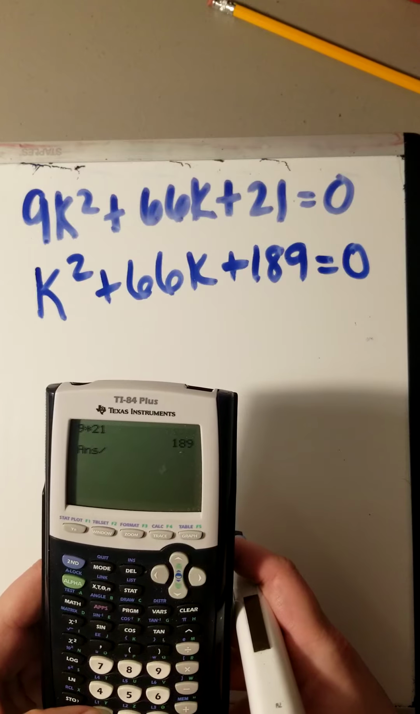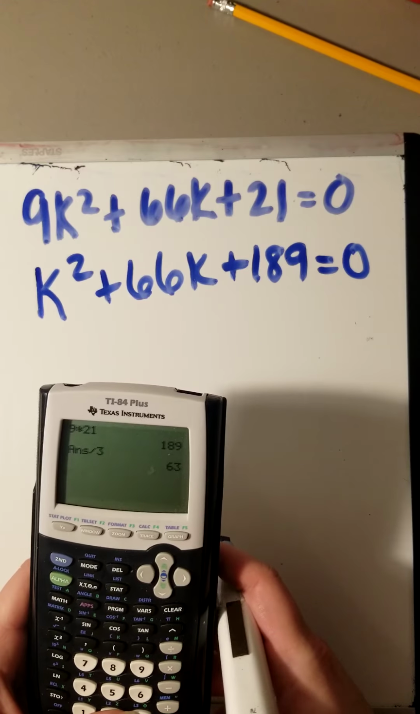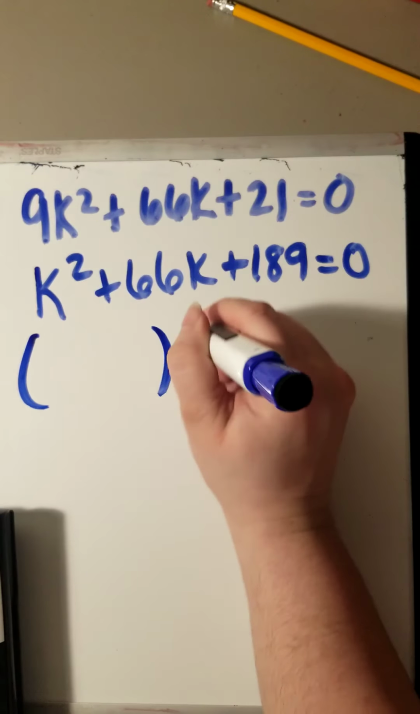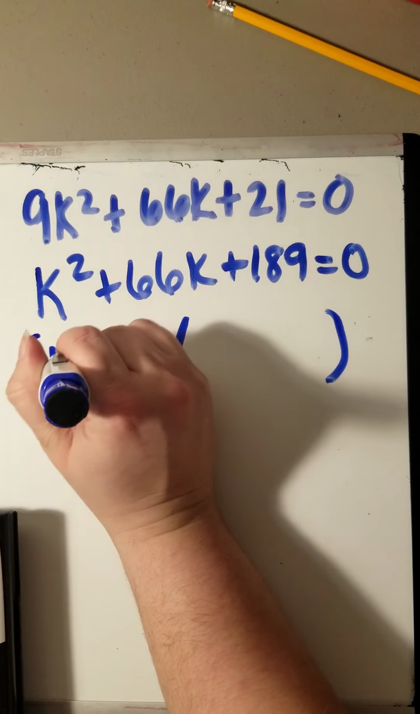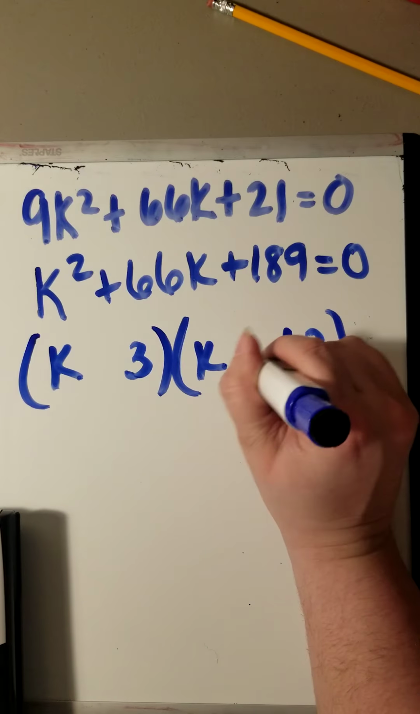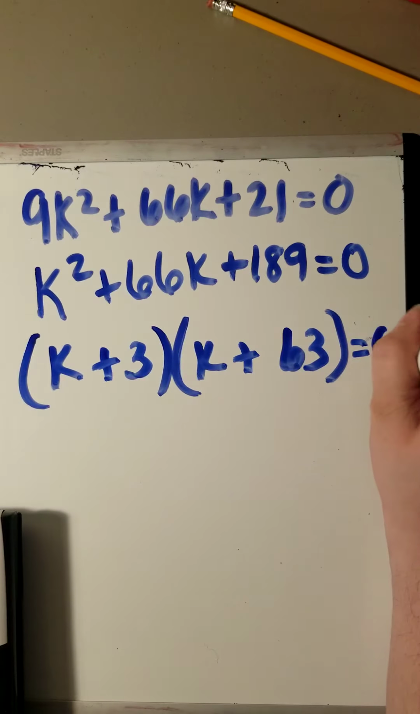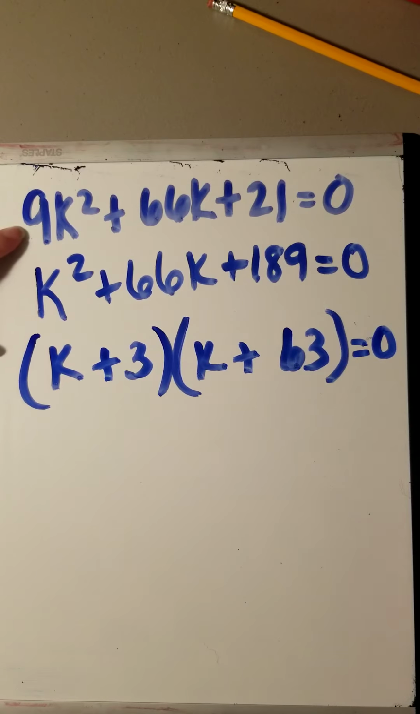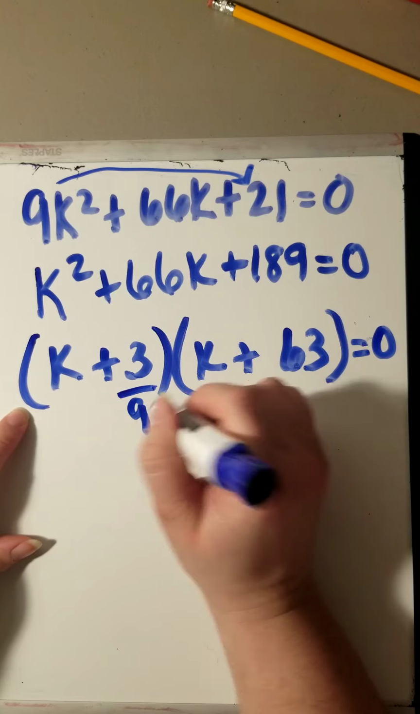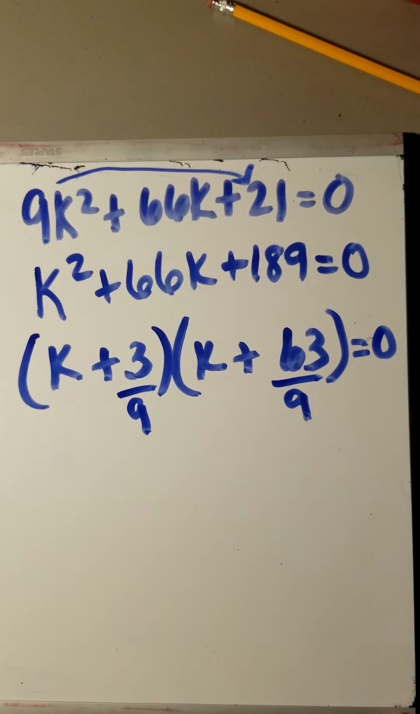189 divided by 2 wouldn't work evenly, so how about 3? Oh, 3 and 63. First thing we have. 3 and 63 would add to 66. I'm going to have both these positive. And now I made it disappear by multiplying. Now I'm going to make it reappear by dividing.